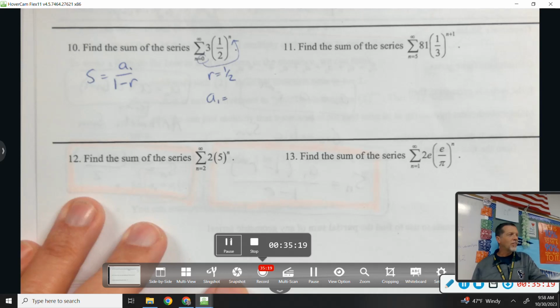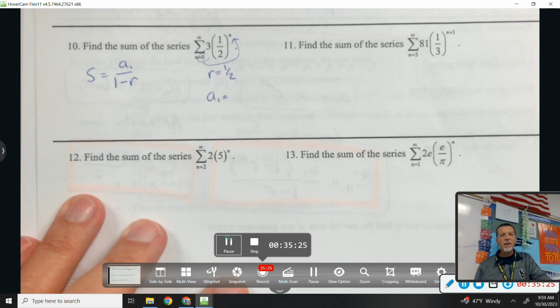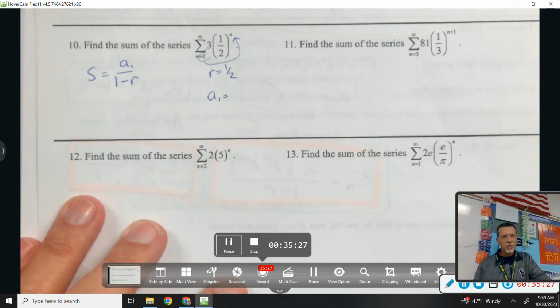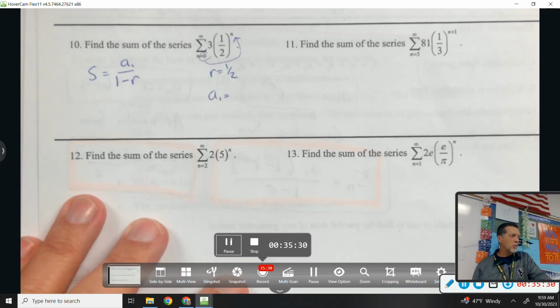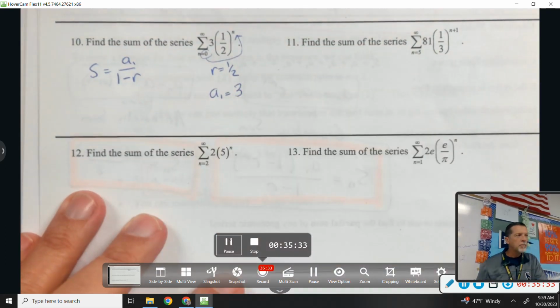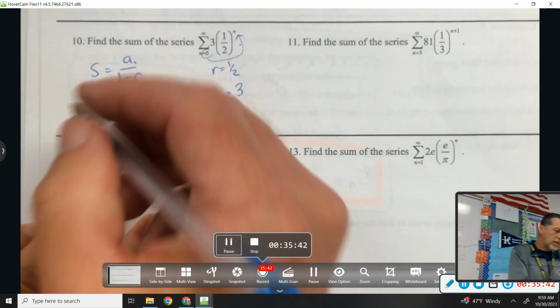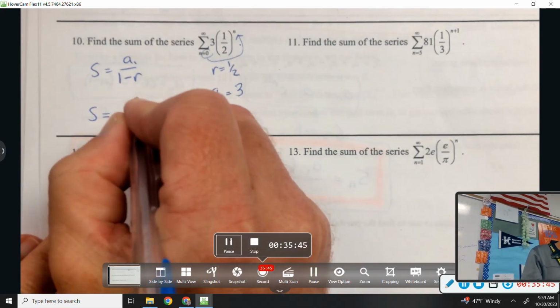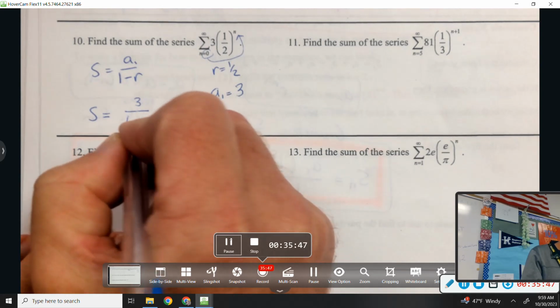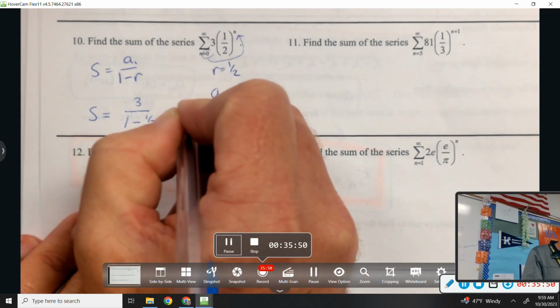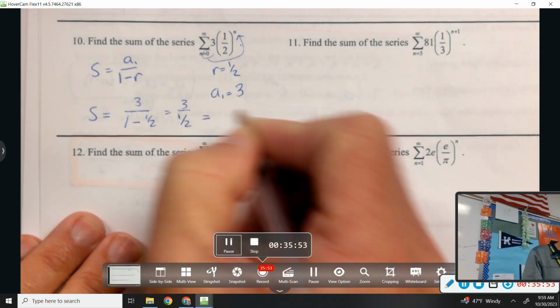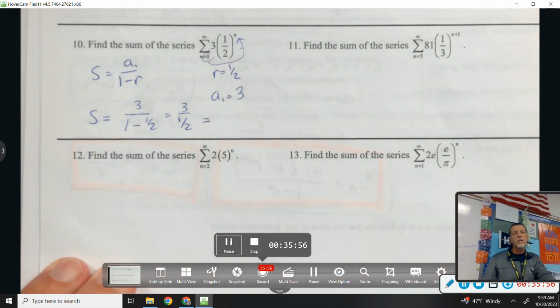Careful. What's the first term? 3. I've heard 3/2, I've heard 1, and I've heard 3. It's 3. 1/2 to the 0 is 1, and 1 times 3 is 3. So be careful, this one started at 0, which makes the first term plug in 0. So 3. So the infinite sum would be 3 over 1 minus 1/2, which is 3 divided by 1/2. Keep it, change it, flip it if you like, or how many times does 1/2 go into 3? 6 times.